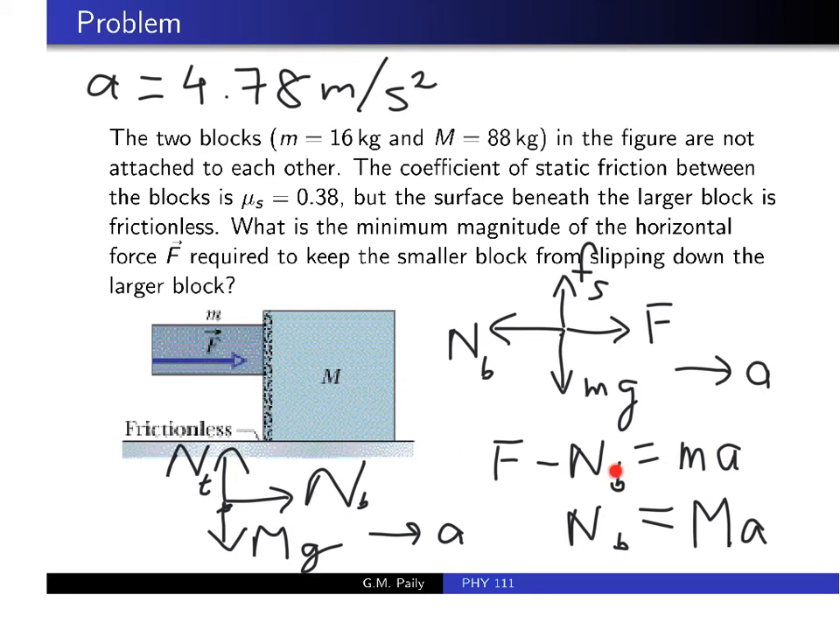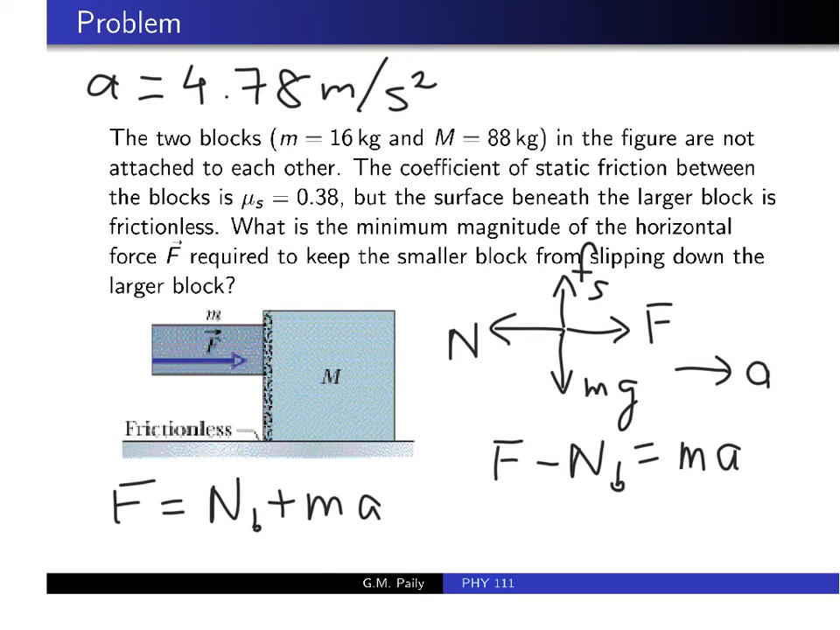Rearranging, we have F is equal to NB plus little m times a. NB is 421 newtons, little m is 16 kilograms, and little a is 4.78 meters per second squared. Plugging in the numbers, we get that F is equal to 497.6 newtons.